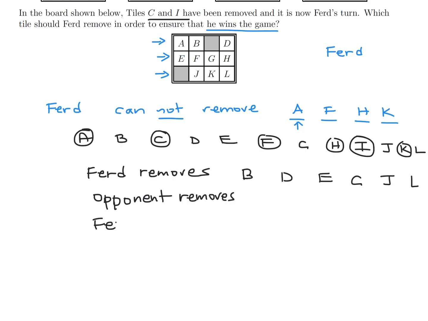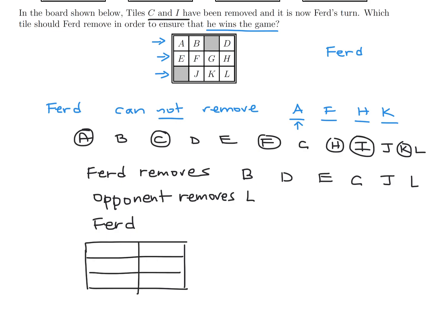And then Ferd, what happens? So if the B is removed, the opponent can remove, let's say, something so that the opponent does not lose. Yeah, so for example, if this was an L, they would not lose. So let me put that in there, because I want you to understand it. It might not be as clear.